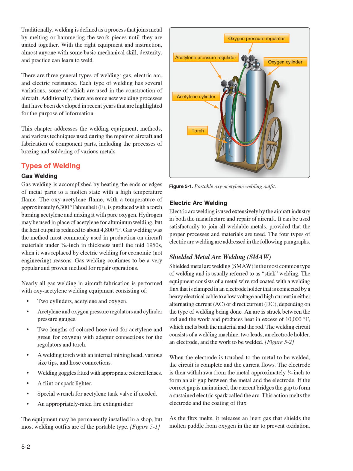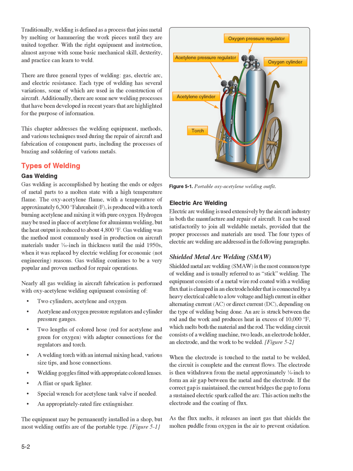degrees Fahrenheit. Gas welding was the method most commonly used in production on aircraft materials under 3/16 inch in thickness until the mid-1950s, when it was replaced by electric welding for economic, not engineering reasons. Gas welding continues to be a very popular and proven method for repair operations. Nearly all gas welding in aircraft fabrication is performed with oxyacetylene welding equipment consisting of two cylinders, acetylene and oxygen.